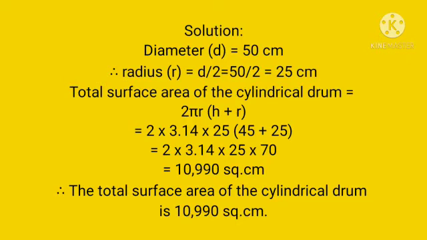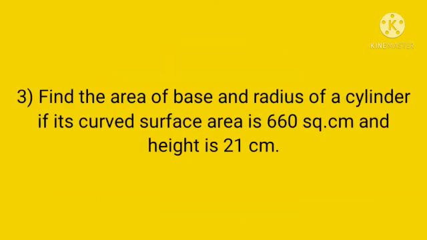The total surface area of cylinder is equal to 2 pi r multiplied by h plus r. Let us substitute their values. So we get 2 multiplied by the value of pi 3.14 multiplied by 25 into 45 plus 25, which is equal to 2 multiplied by 3.14 multiplied by 25 multiplied by 70, which is equal to 10,990 square centimeter. Therefore, total surface area of the cylindrical drum is 10,990 square centimeter.